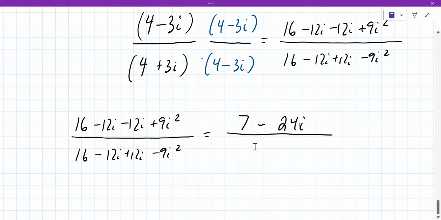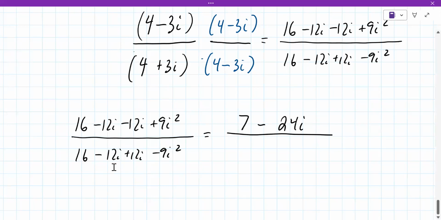Okay, and now it's going to be 16 plus 9. So it's going to be 25 minus 24i for the bottom. We're looking at just the bottom, yeah, the bottom again.